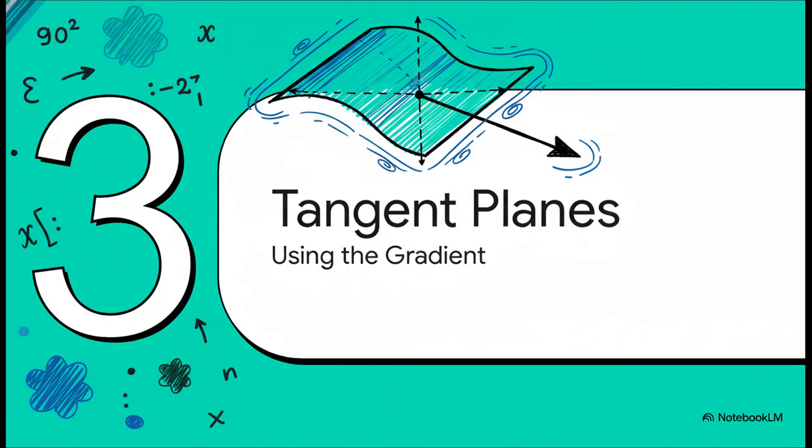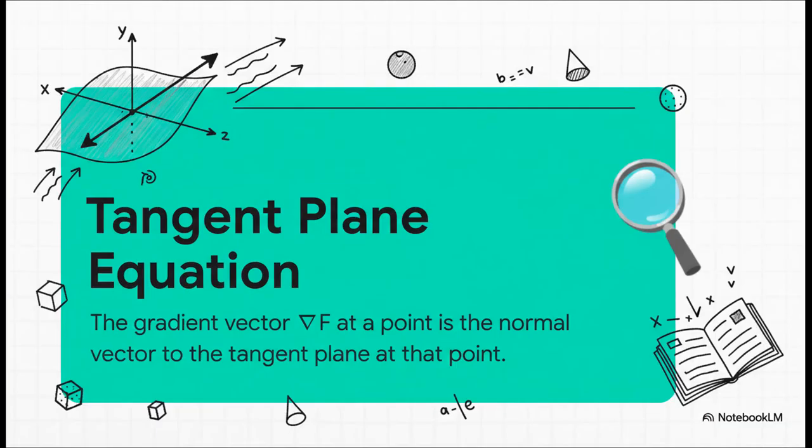On to tangent planes. This is another classic you can pretty much count on seeing. And what's the secret here? It's all about the gradient vector. This is the formula you need. But the big idea, the thing you have to remember, is that the gradient of your surface, that del f, when you plug in a point, it gives you the normal vector. It's the vector that sticks straight out, perpendicular to the surface at that exact spot.